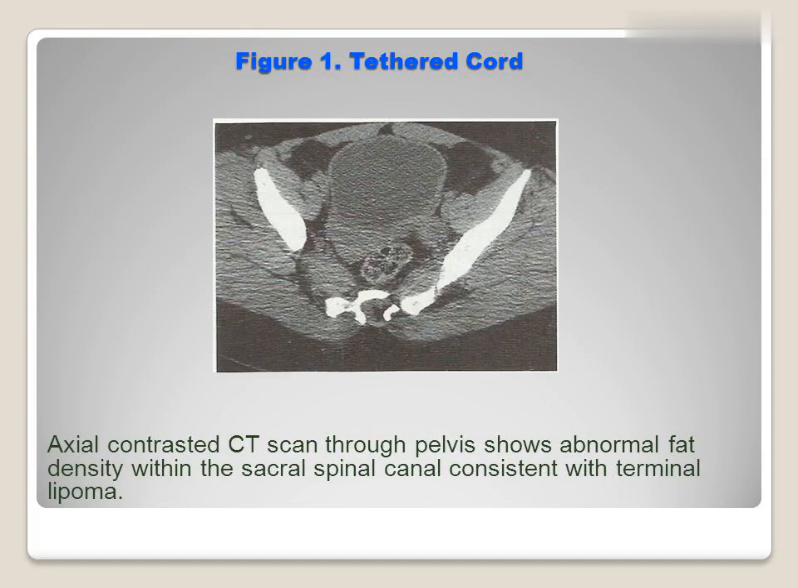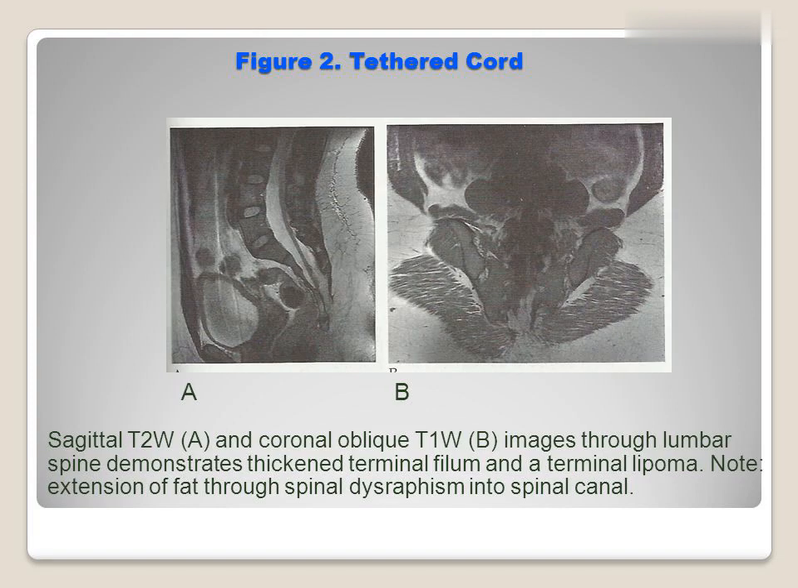Figure 1. Tethered cord. Axial contrasted CT scan through pelvis shows abnormal fat density within the sacral spinal canal consistent with terminal lipoma. Figure 2. Tethered cord. Sagittal T2W, A, and coronal oblique T1W, B, images through lumbar spine demonstrate thickened terminal filum in the terminal lipoma. Note extension of fat through spinal dysraphism into spinal canal.